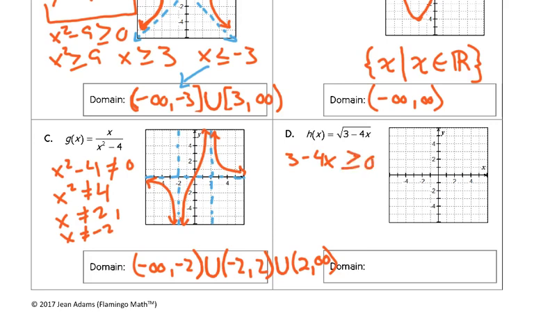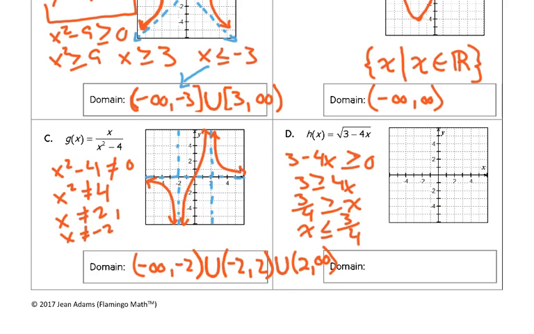Right, so let's solve for x. I get 3 is greater than or equal to 4x. So then 3/4 is greater than or equal to x. Right, so x, if we flip it around, is less than or equal to 3/4. All right, so that's telling me that my domain is essentially everything less than or equal to 3/4.